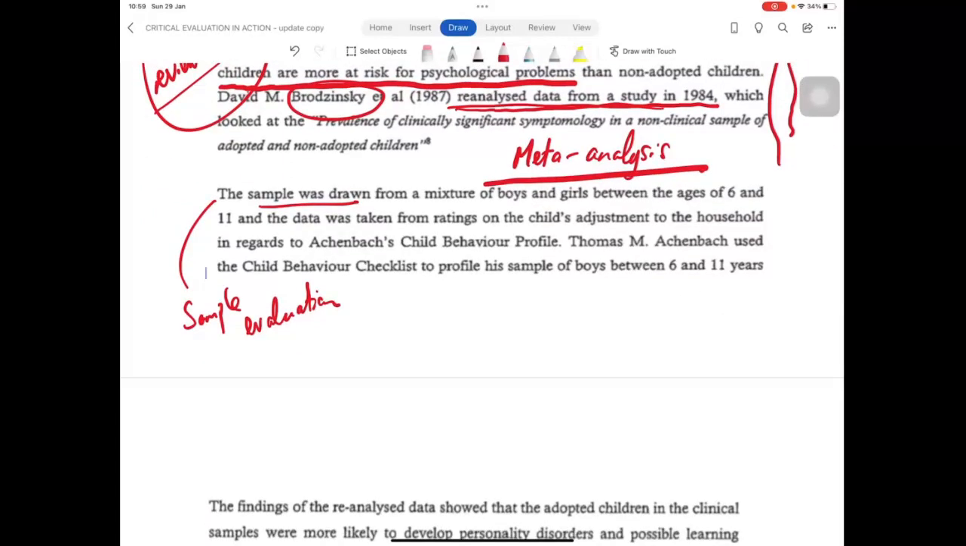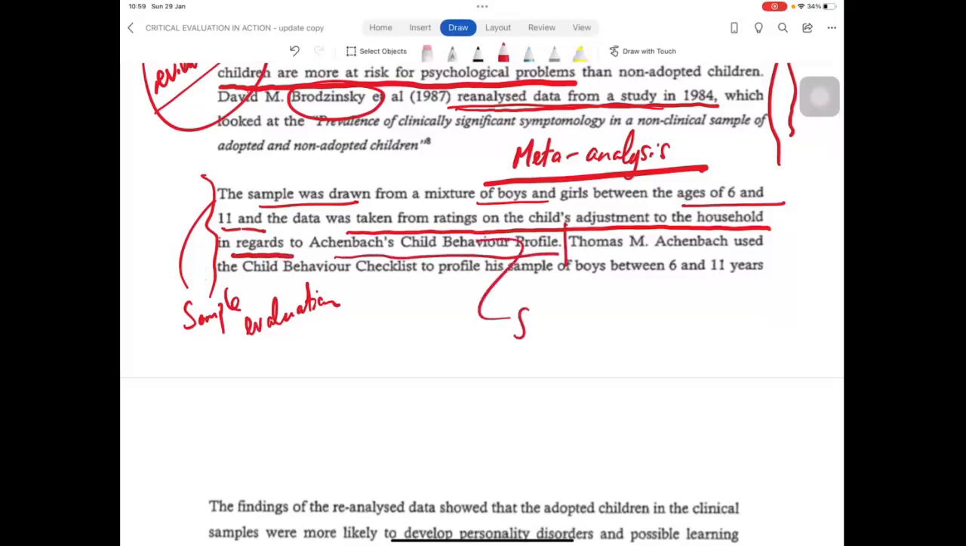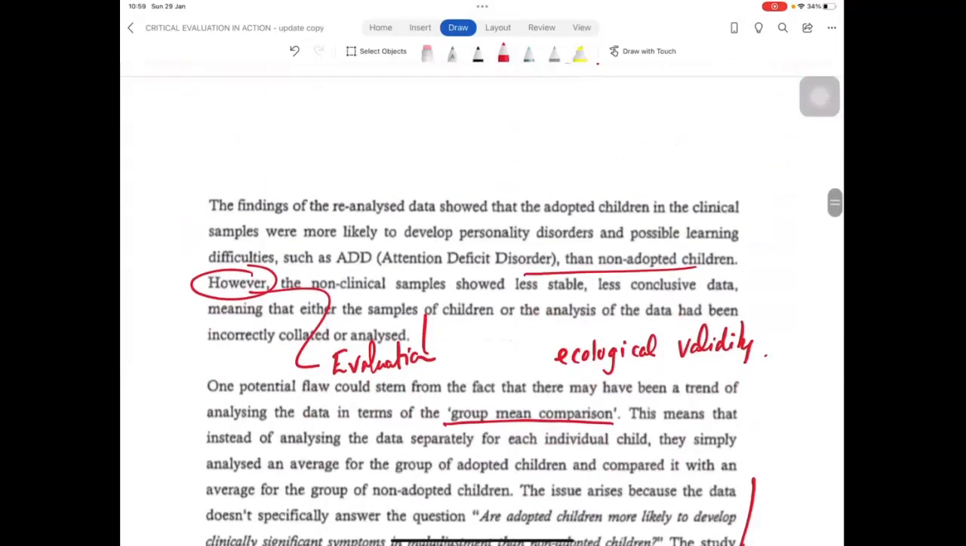And in this case, and why I'm choosing this as an example, is this student goes really deep into the nature of the sample itself. He says it's drawn from a mixture of boys and girls aged 6 to 11, and the data was taken from ratings on child adjustment to households in regards to the Achenbach child behavior profile. So he's been extremely specific at looking at the criteria that is used in this particular study, okay?